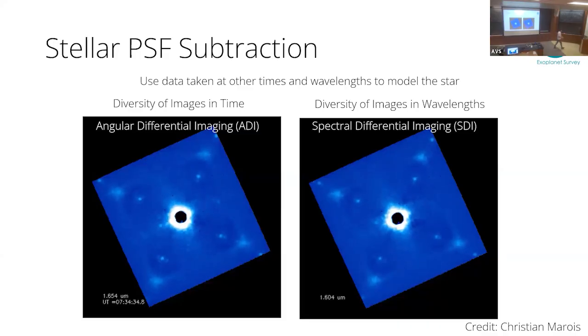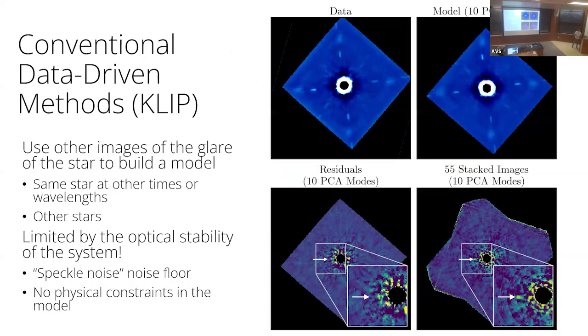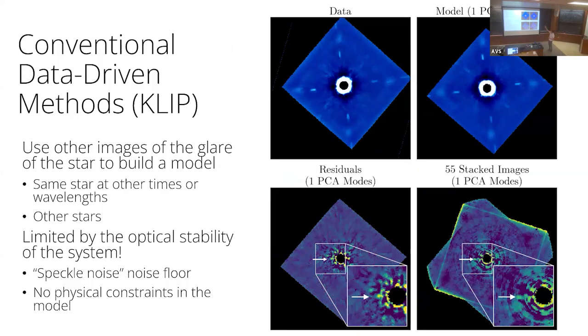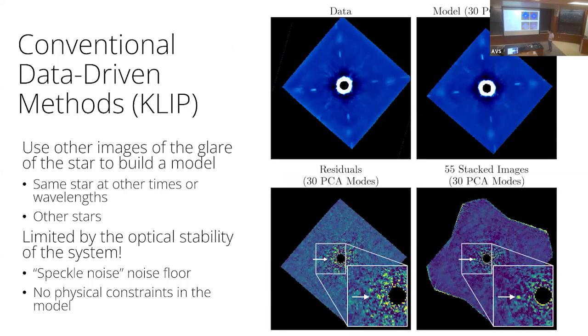And how we use this information typically is we use these data-driven methods. We have acronyms for them. One of them we call KLIP. And the whole idea is that we use images of the glare of the star taken at other times or at other wavelengths or of other stars to build an empirical model of the glare of the star to subtract it off. So you can see that here on the top left, this is a frame of data.